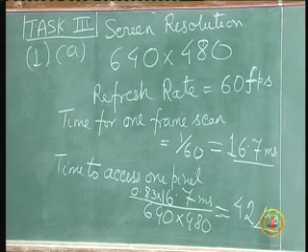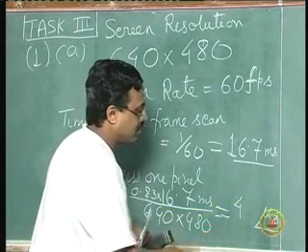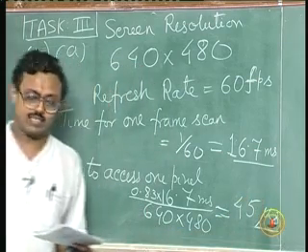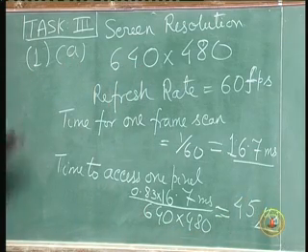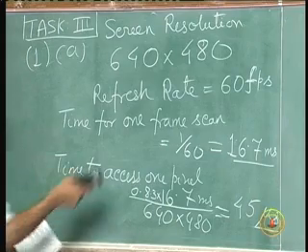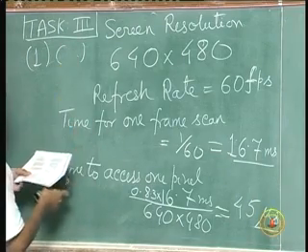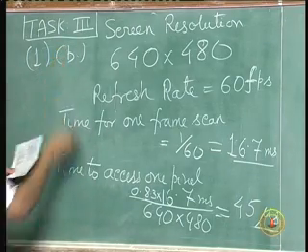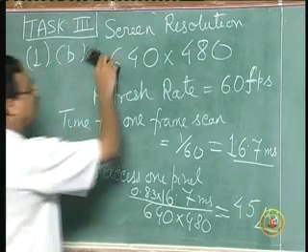Yeah, it comes to about 45 microseconds, you can round it off. So, that is part A of the problem, and I will overwrite in a similar way part B, which says that the resolution is increased to 1280 multiplied by 1024.